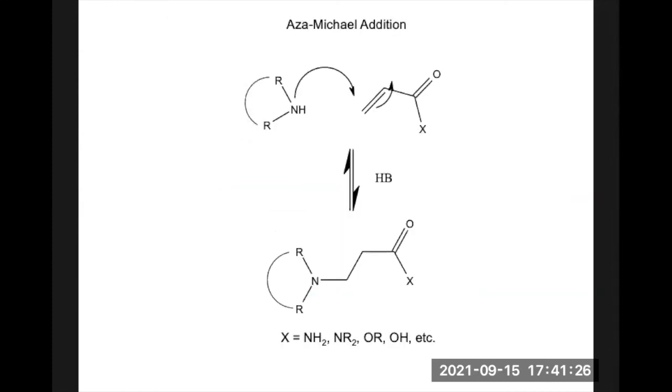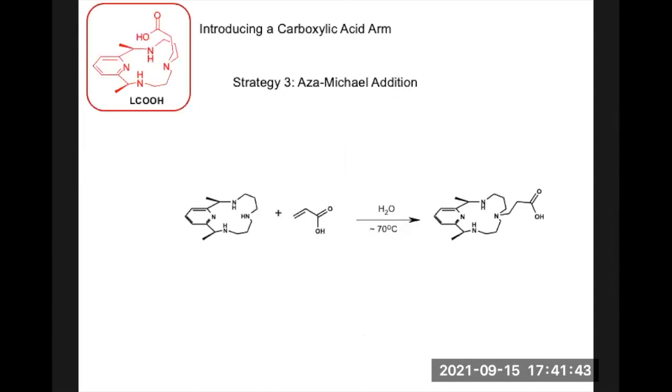Fortunately, I remember another interesting reaction known as the aza-Michael addition, where a nucleophile reacts with an alpha-beta unsaturated carbonyl compound to form a nitrogen-carbon bond. So here, the macrocycle is reacted with acrylic acid. The reaction can be monitored by TLC and later confirmed by mass spec.